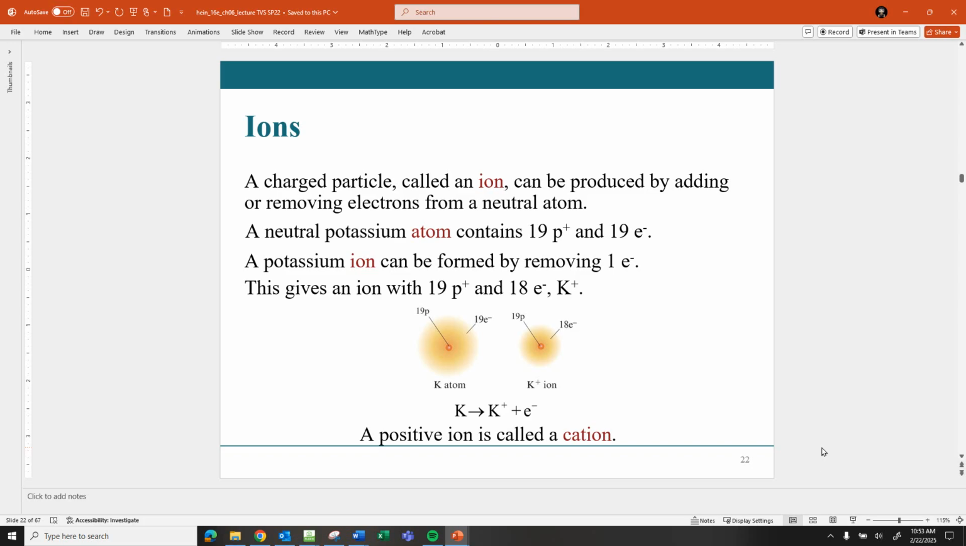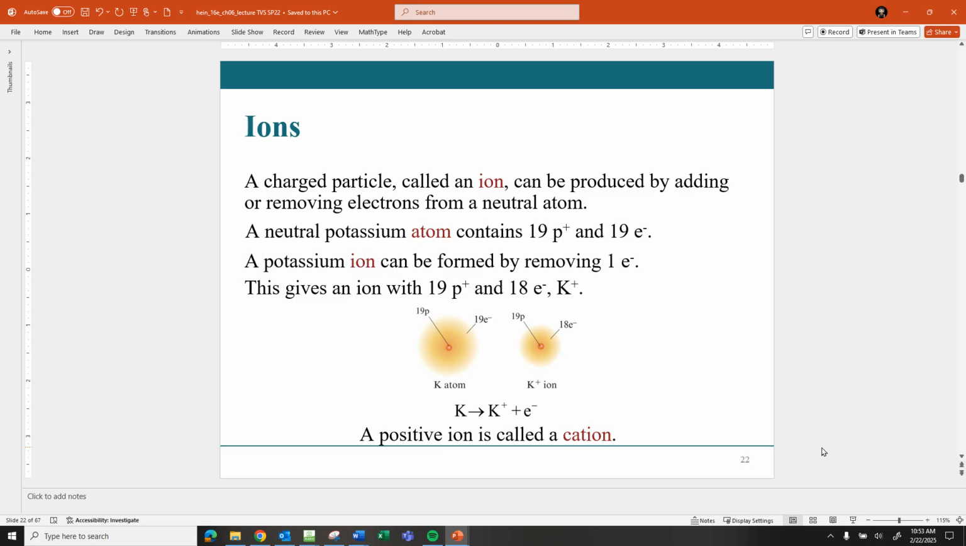Ions are where we're changing the number of electrons. So like I said before, every element and compound want to be chemically neutral. So a neutral potassium ion here on the slide is 19 protons and 19 electrons, right? Potassium has an atomic number of 19. So the atomic number tells you protons and electrons.